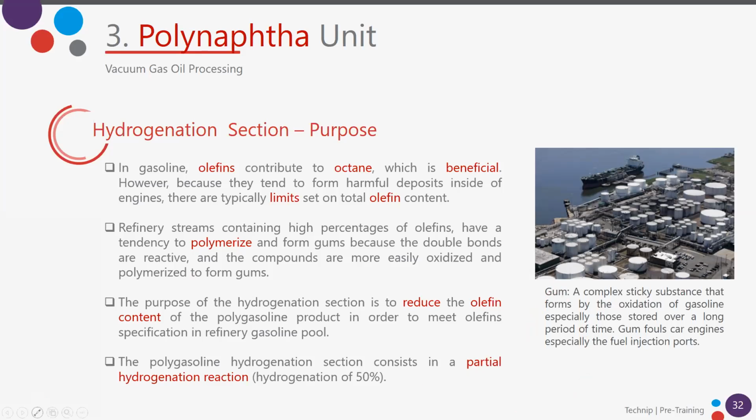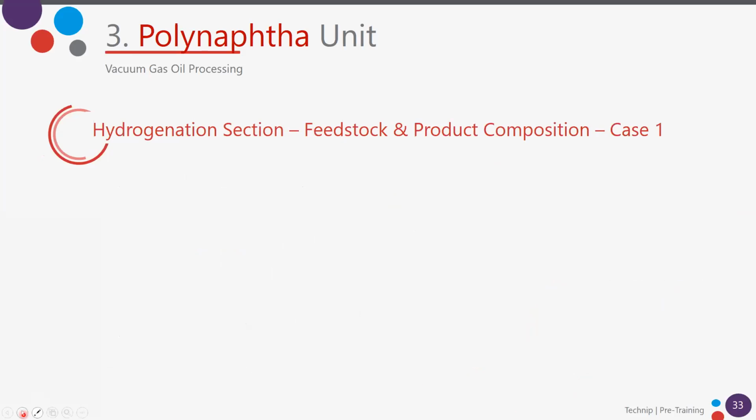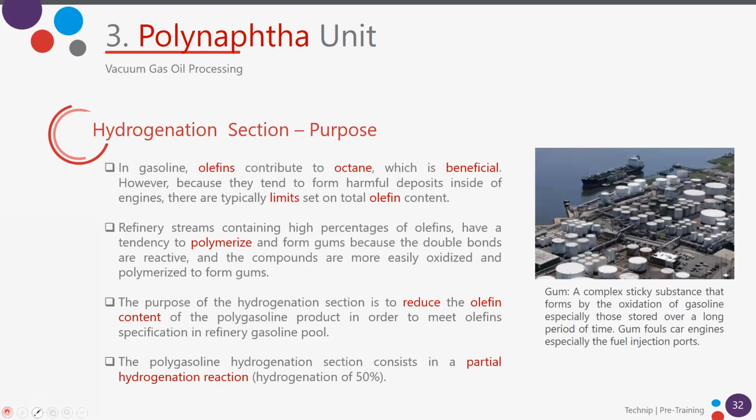So let's see now the feedstock and the product composition. That's what I told you before about this unit: you make a product and then you go back and hydrogenate part of the olefins that you have produced, but this is the reason.